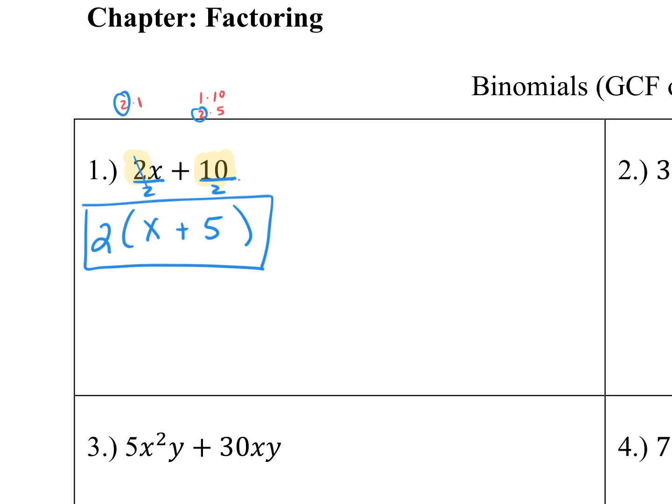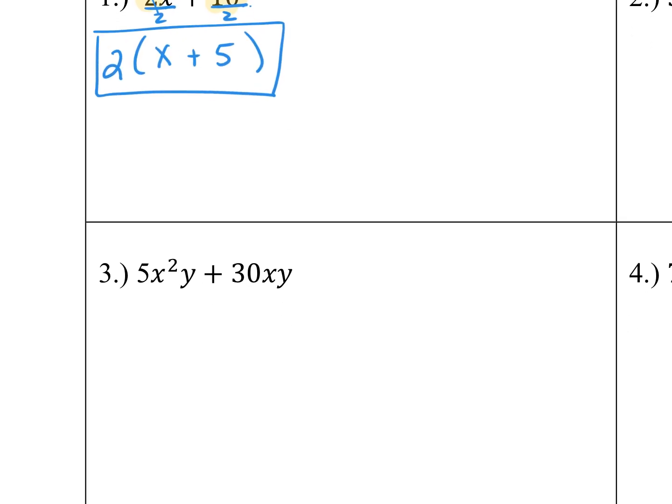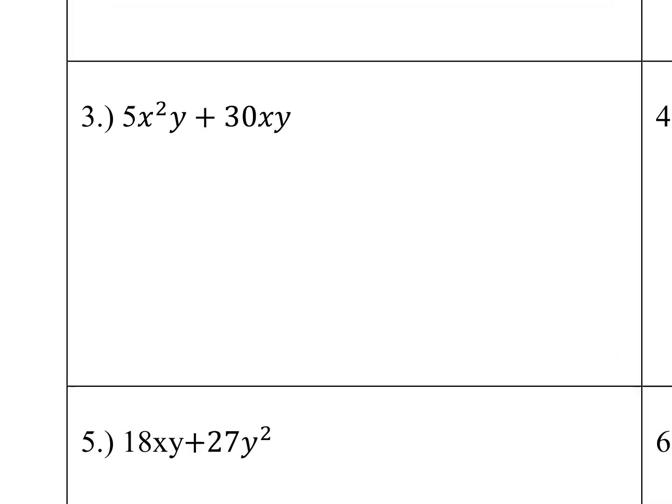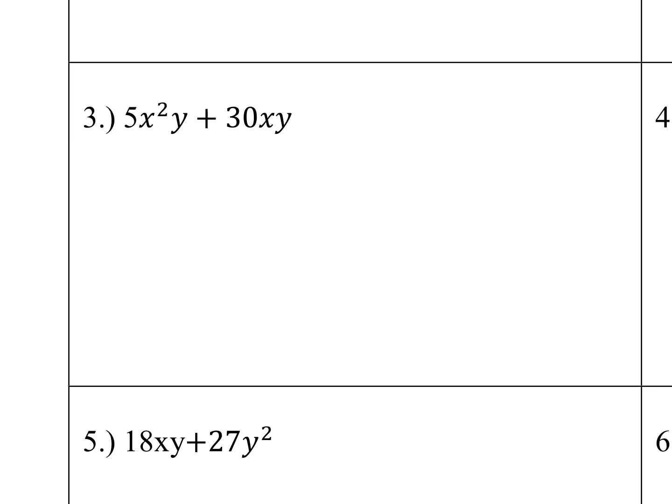Let's do one that has more variables in it so that you can see what that might look like. So let's go down to number 3. All right, well, in this case, let's do our number first. What's our GCF for 5 and 30? Look that up on your factor table. I'm going to give you a minute here if you want to just pause it first and see. I will give you a hint while you're looking.